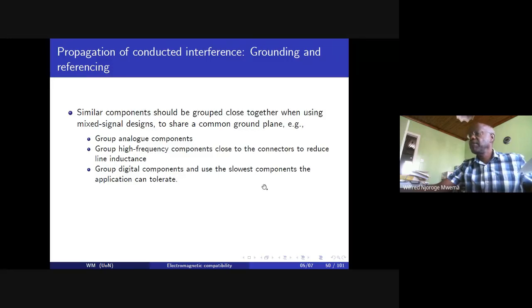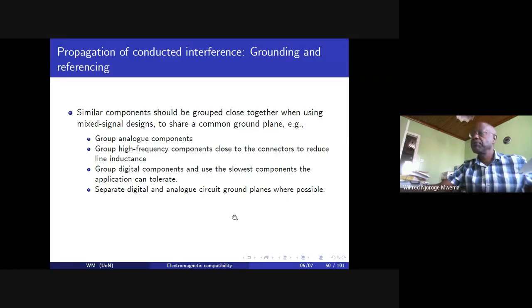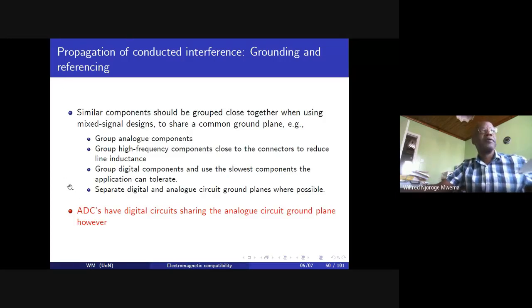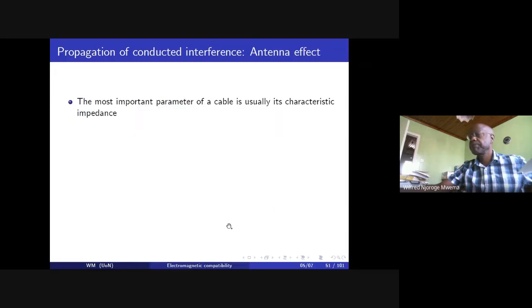Then group digital components and use the slowest components that you can get away with. Don't go for the very high end because you have the money and you want a very good device so that you have the bragging rights that you have a very fast system. That could be causing you problems as well. So separate digital and analog circuit ground planes as well when this is possible. Say, for example, analog to digital converters will have digital circuits that share the analog circuit ground plane. However, this is something you have to remember, and therefore you have to tolerate some of the interference that will be coming from this signal as well.